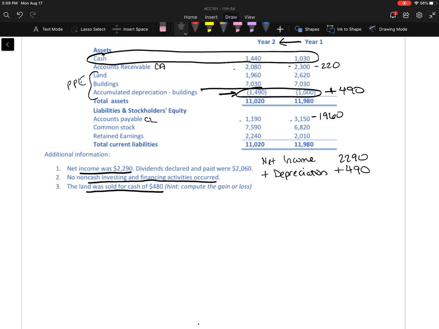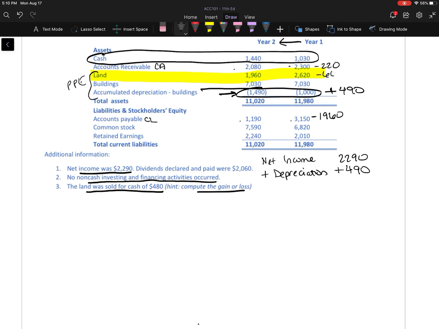Okay, then I would look at gains and losses. So let's see if there's any gains and losses. There's no non-cash activities. We had land sold for $480, and it says, hint, compute the gain or loss. So we know we have a gain or loss.